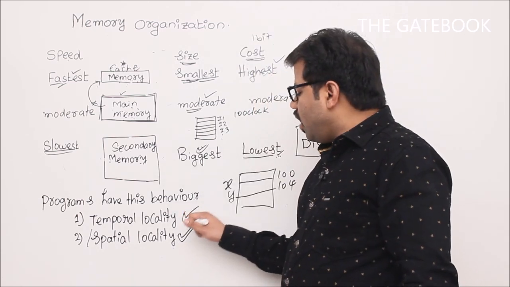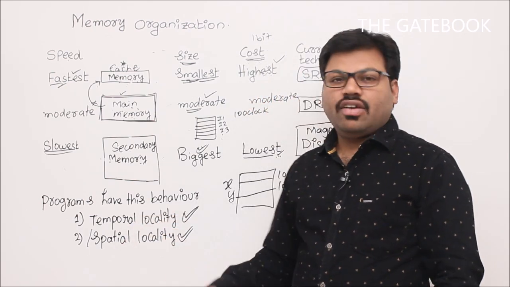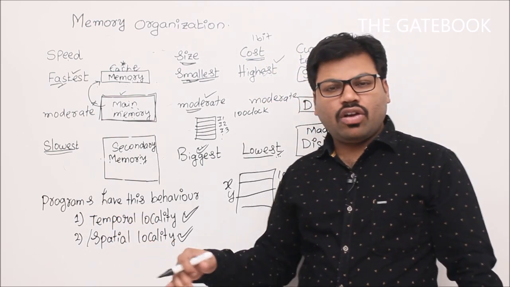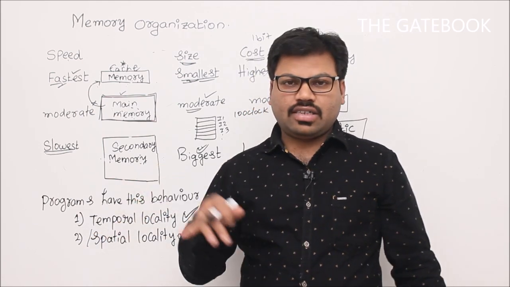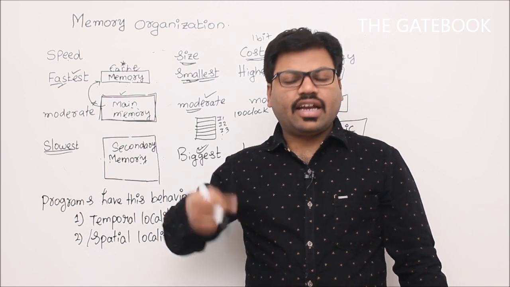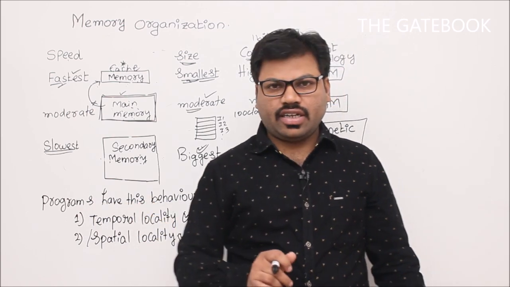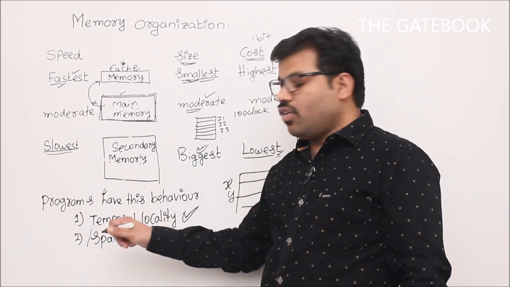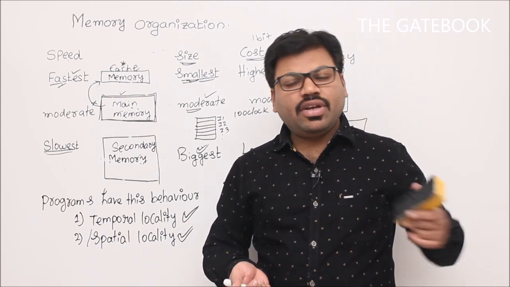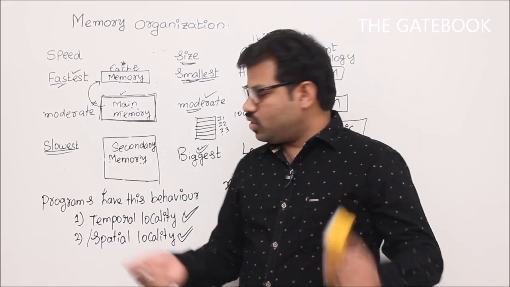Understand? Finally, as a good programmer you can easily understand that whenever you write a simple program, it will have these two behaviors: temporal locality and spatial locality. Let me revise. Temporal locality: when you access the same instruction again and again, we say that you have a behavior called temporal locality. Similarly, we have spatial locality: when you access an instruction, there is a high chance that you are going to access the immediately next instruction. So that is spatial locality. General programs will have these two behaviors.